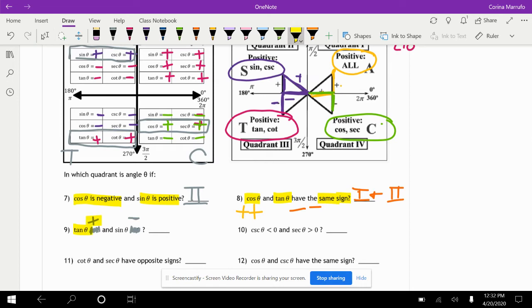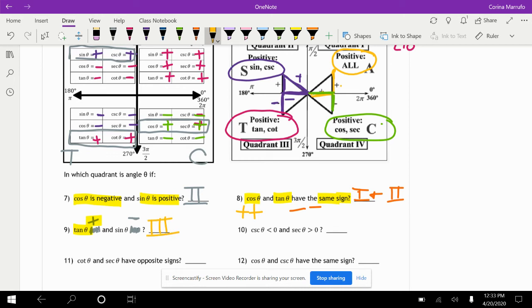So if I look here, tangent is positive in the first quadrant and in the third quadrant. Then we're going to look at the second condition, that sine is negative. So if we look, sine is negative in the third quadrant and the fourth quadrant. So we look, where are both of the conditions satisfied? And that would be in the third quadrant. Sine is negative like they want it to be, and tangent is positive like they want it to be. Okay. So I'm going to go ahead and put the third quadrant.